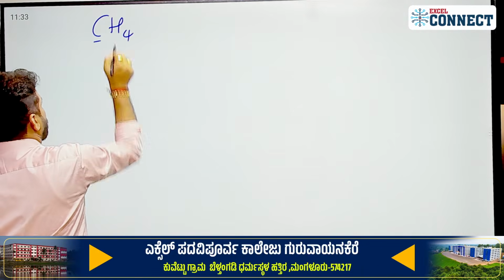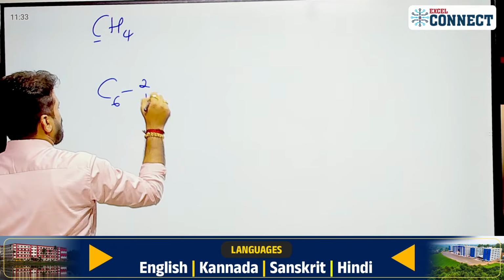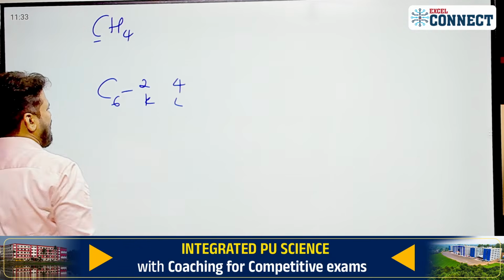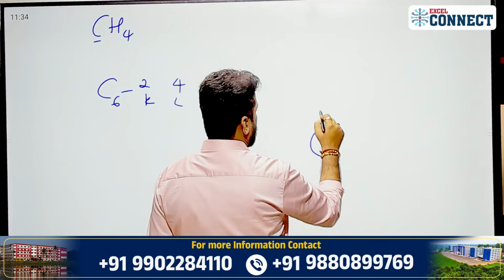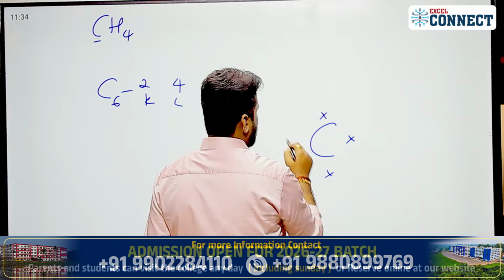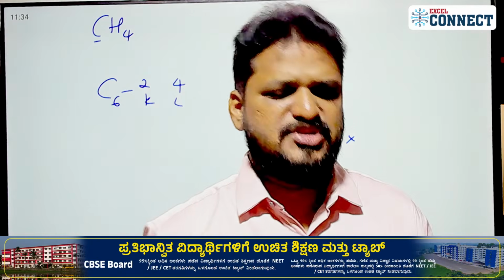Central atom carbon. What is the atomic number of carbon? 6. K shell 2 electrons, L shell 4 electrons. So valence electrons of carbon is 4. Dot 1 2 3 4. How many dots? 4 dots, because it has 4 electrons in the outermost shell.